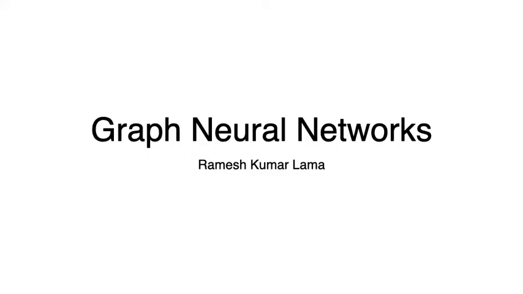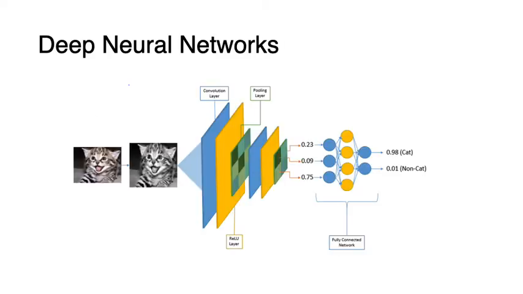I'm Ramesh Lama. In this video, we'll be discussing the graph neural network. So far, you have learned different deep neural network models and their architectures, and the input to these models was either images or text. Now, if you look at the data structure of these images or text, it is stored or represented as a 2D array or matrix. So we can say it's well structured or can be represented in Euclidean space.